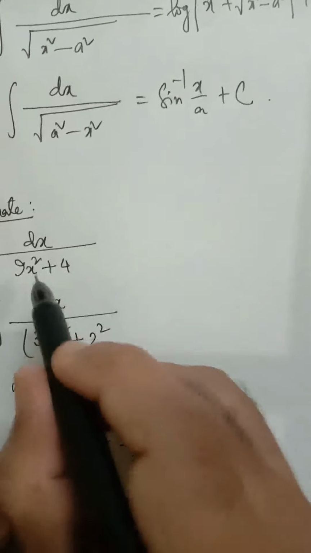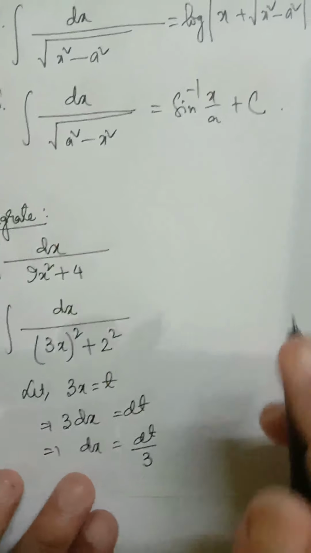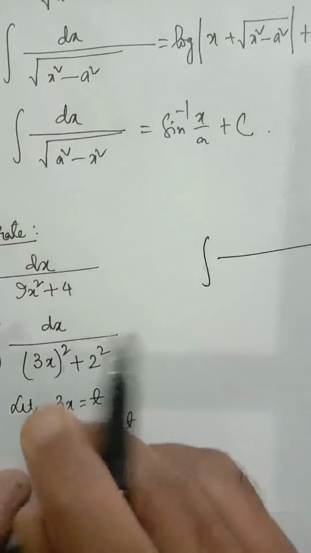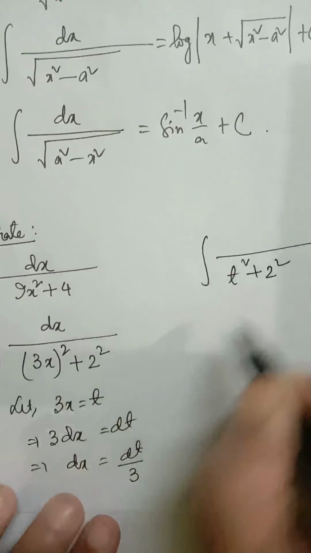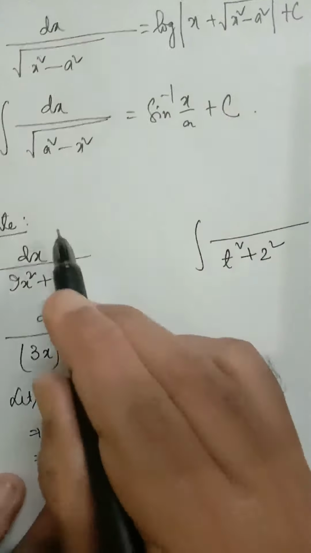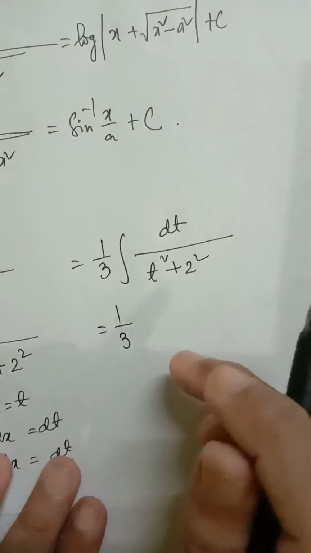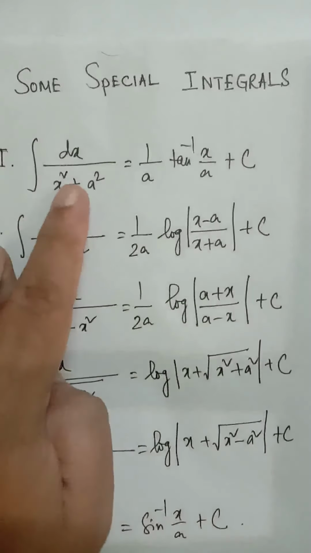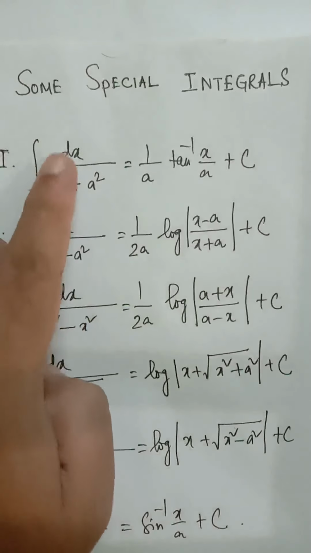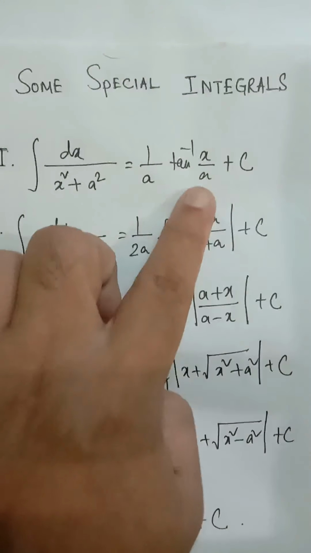Now the given integral becomes, as our variable changes from x to t, t square plus 2 square, and dx is dt by 3. So 1 by 3 times dt by t square plus 2 square, which is of the form dx by x square plus a square. Here x is the variable. The answer is 1 by a tan inverse of x by a.